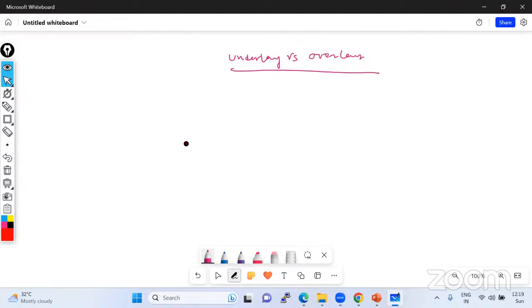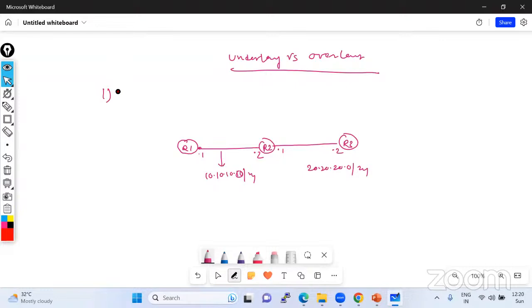Let's suppose there are three routers, R1, R2, R3, a basic topology I'm explaining. There should be some IPs like .1, .2, .1, .2. This could be the subnet 10.10.10.0/24, and here could be 20.20.20.0/24. These are the two subnets, right? So I just defined the IP addresses. Someone asked me to build an IPsec tunnel.